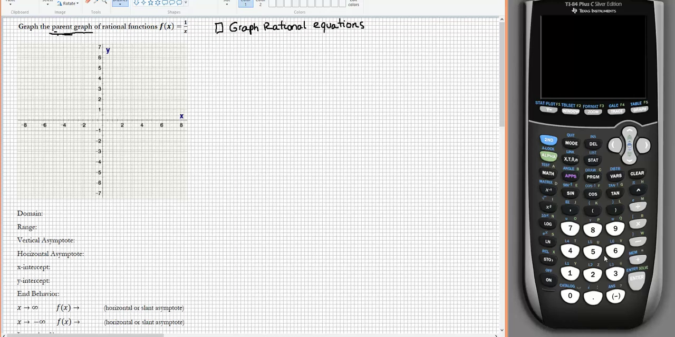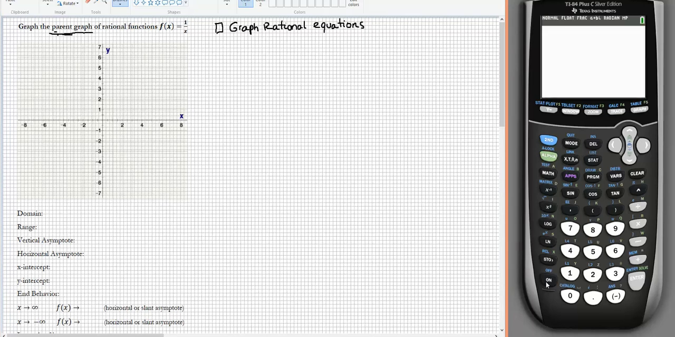So I'm going to use the graphing calculator. See if I can turn it on. There we go. I'm going to go to y equals, and plot in 1 divided by x. And this is what it looks like.